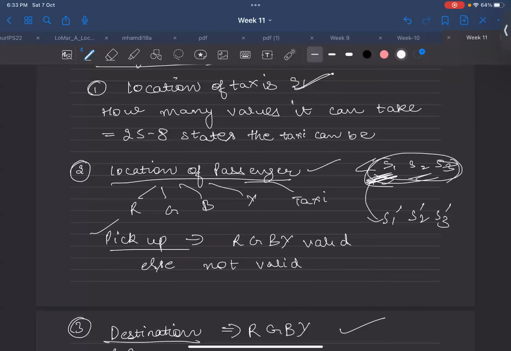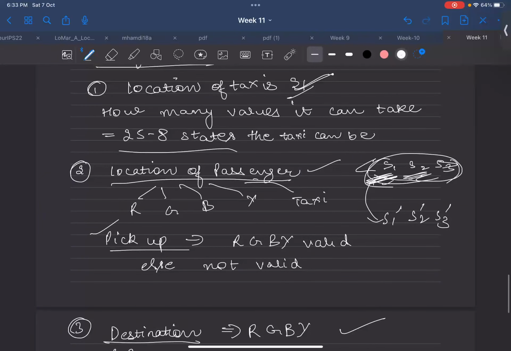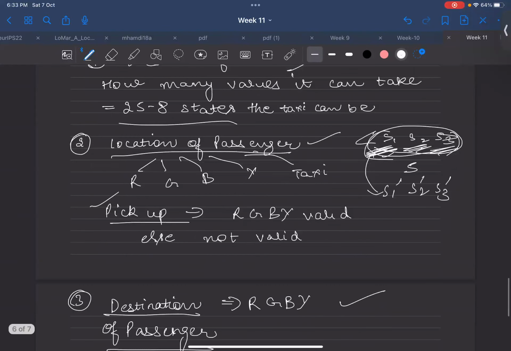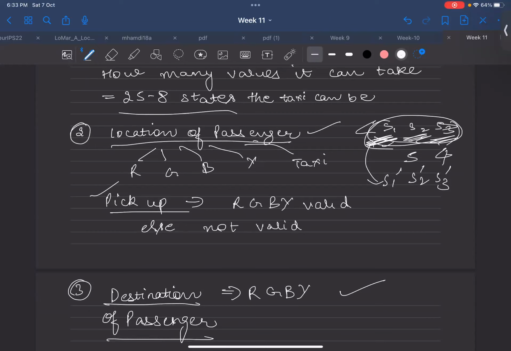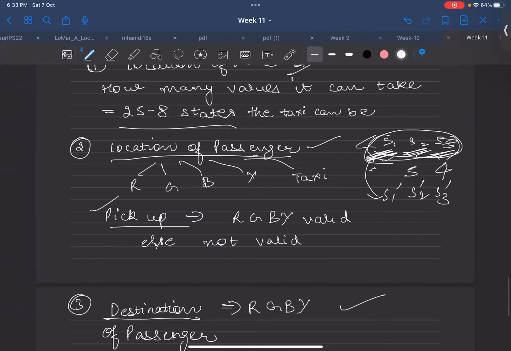S1 is the location of the taxi, which can have 25 minus 8 states. S2 is the location of the passenger, which can have 5 states. S3 is the destination of the passenger, which can have 4 states. So that means we multiply mod of S1 by mod of S2 by mod of S3. No, it's not like that.